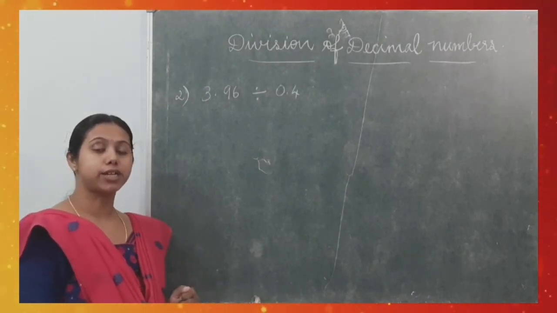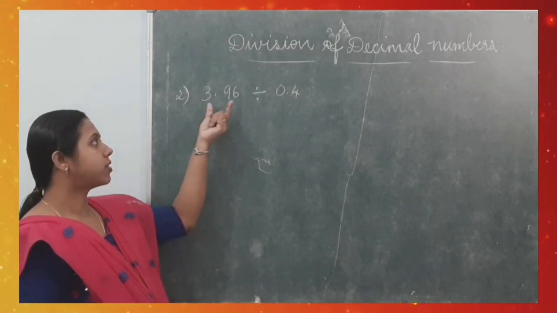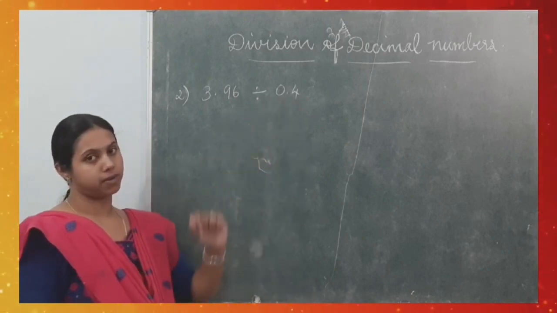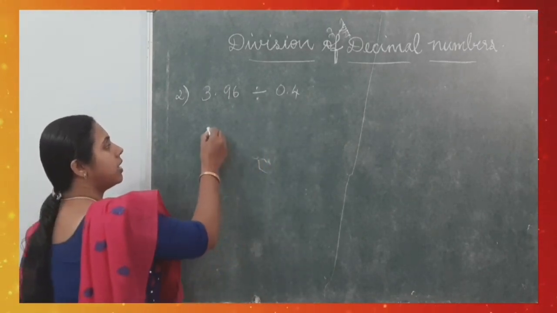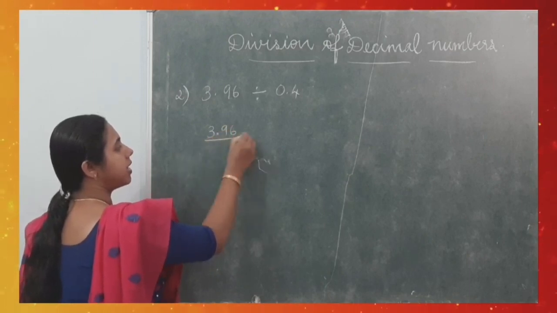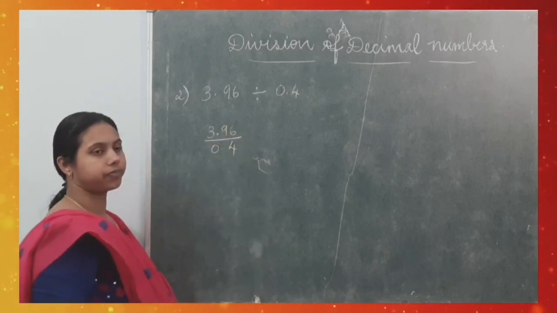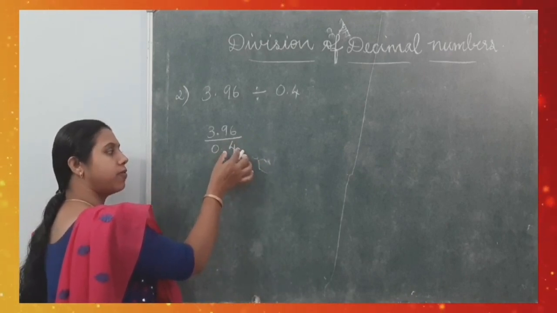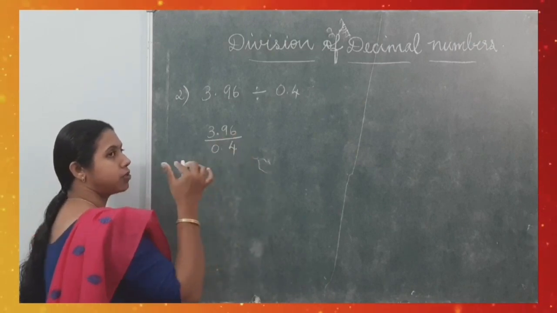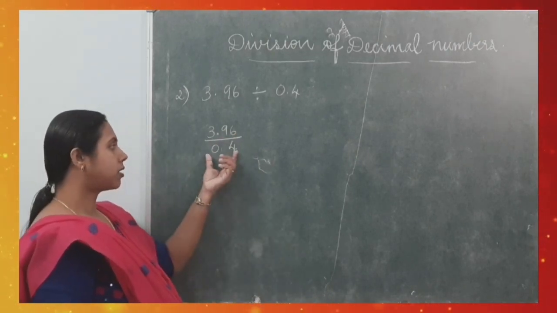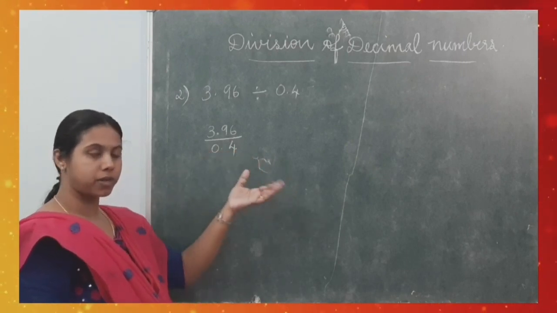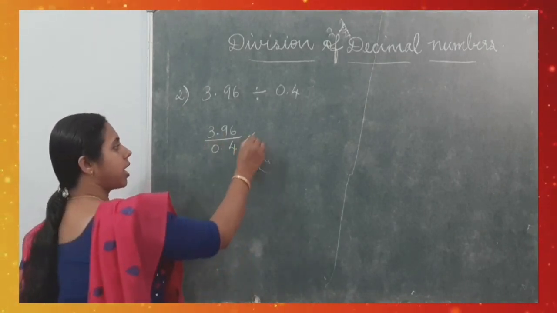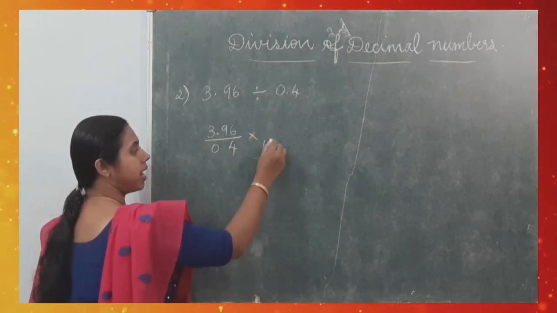3.96 divided by 0.4. First decimal number contains 2 decimal places. Second one, there is only 1 decimal place. Here the denominator is a decimal number. There is only one decimal place. In the numerator there are two decimal places. But we want to convert the denominator into a whole number. So you should multiply by 10 because there is only one decimal place. So you can multiply this denominator by 10.